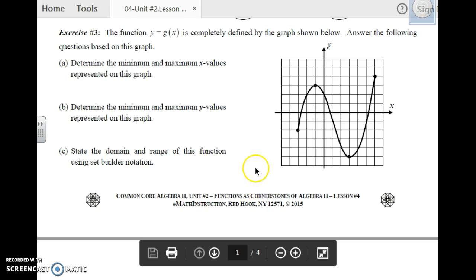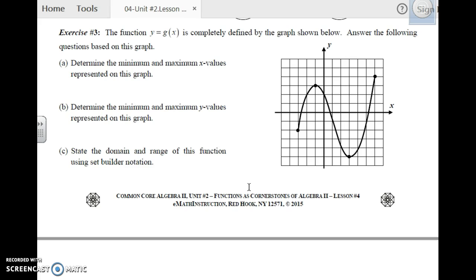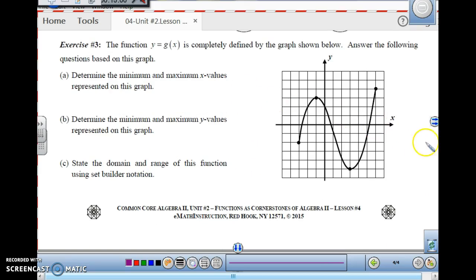All right, now, domain and range can also be found graphically. What you need to look at graphically are the maximum and minimum x values and the maximum and minimum y values. So let's see if we can do this. We have the function y equals g of x, completely defined by the graph shown below. Determine the minimum and maximum x values represented on the graph.